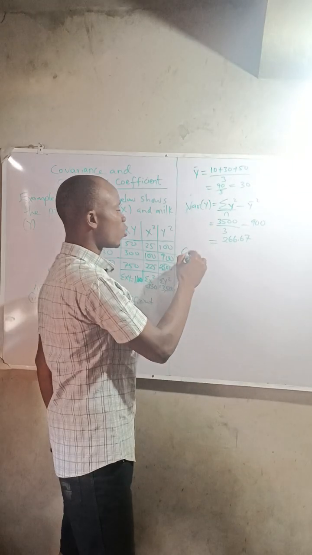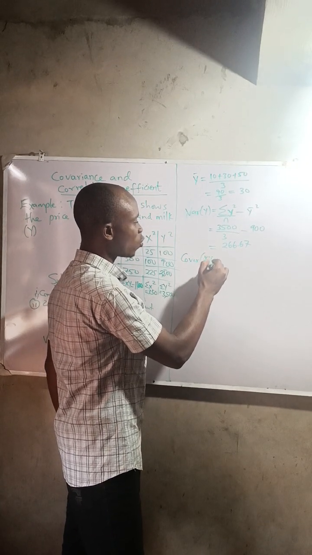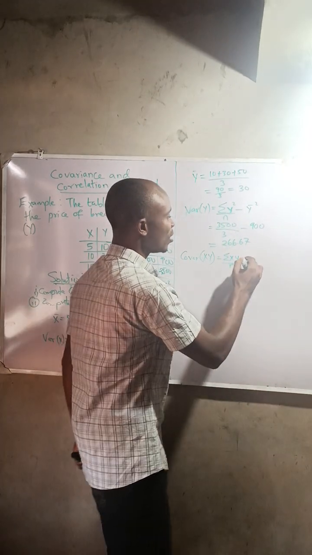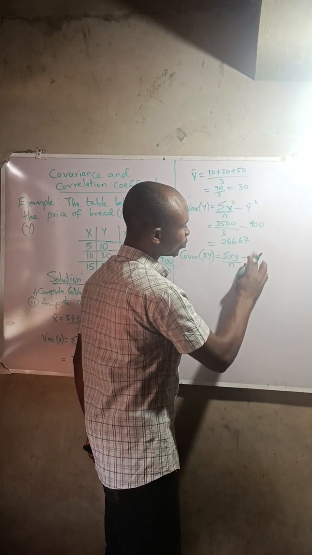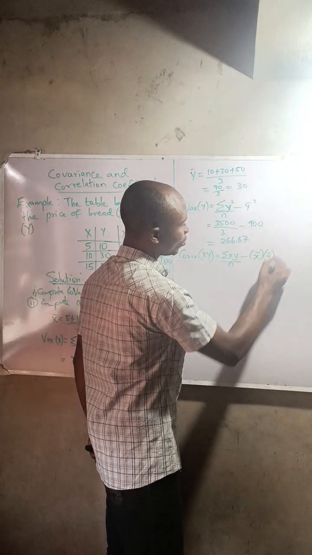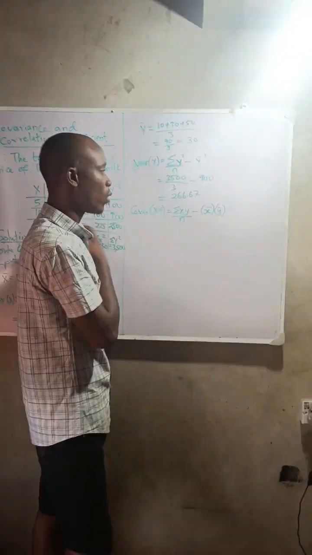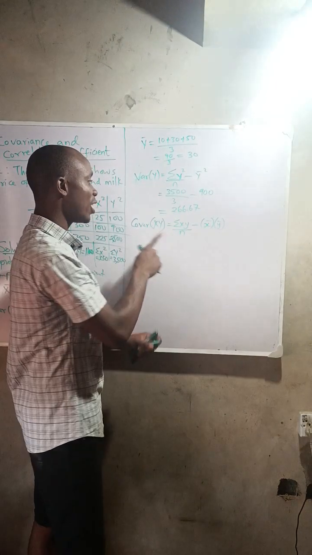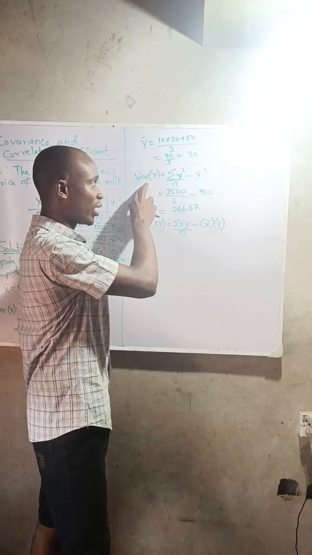So the covariance of xy is going to be summation of xy all over n minus x bar times y bar. So this is the formula for the covariance of x, y. So clearly you can see that the formula for the covariance of x, y is actually similar to the formula for the variance of y and the variance of x.